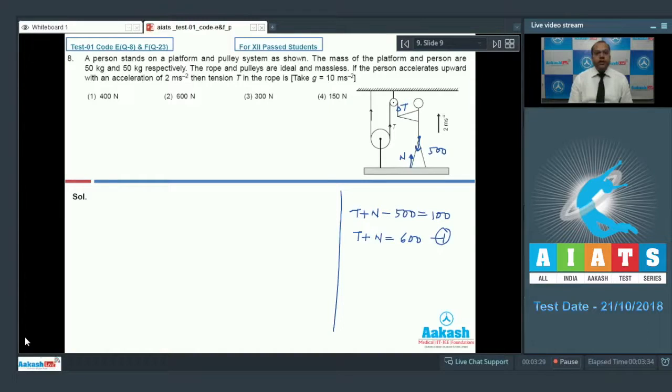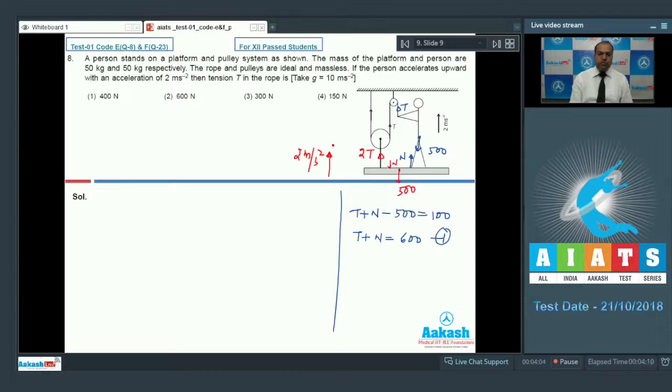If I draw the free body diagram of the platform, then normal reaction will act in this direction, mg will act in this direction, and 2T will act in this direction. Since the man and platform are in contact, I can say that the platform is also moving upward with an acceleration of 2 meter per second square.